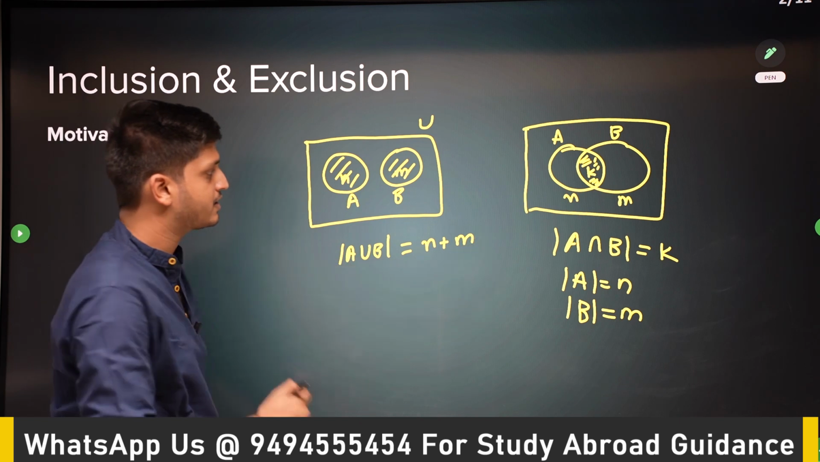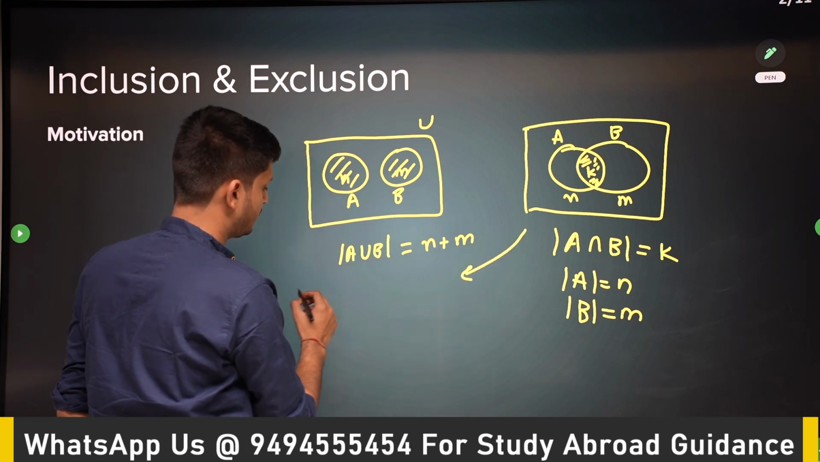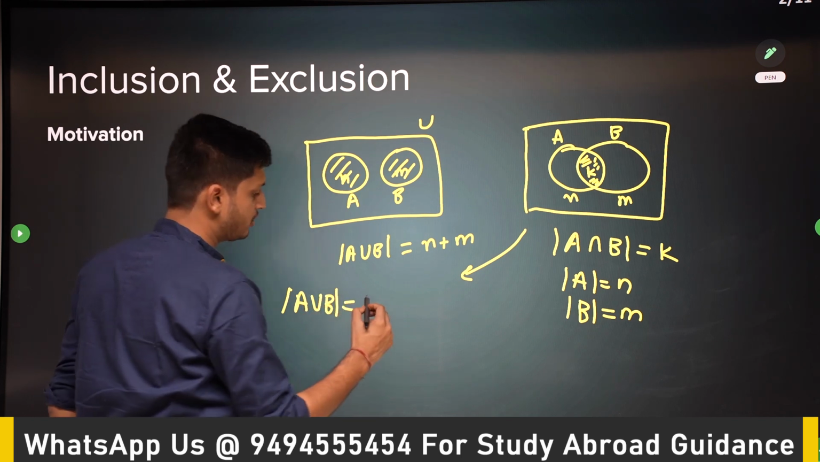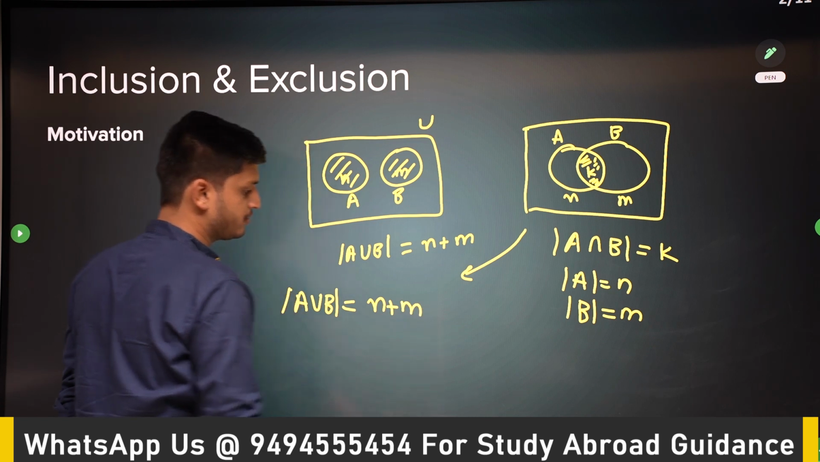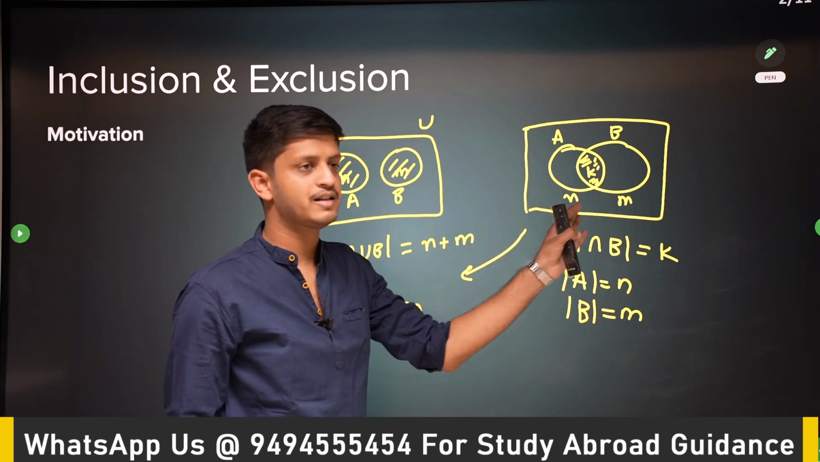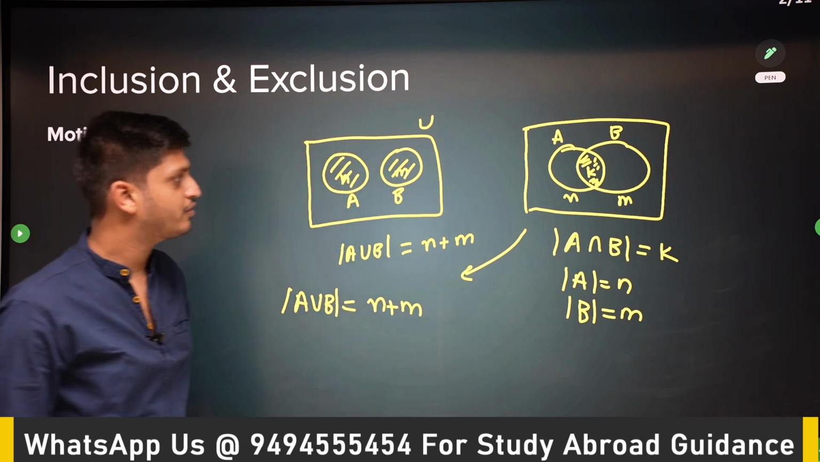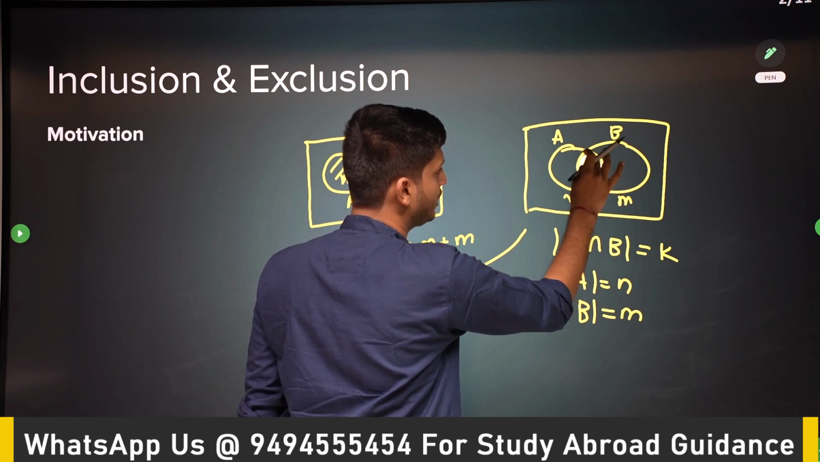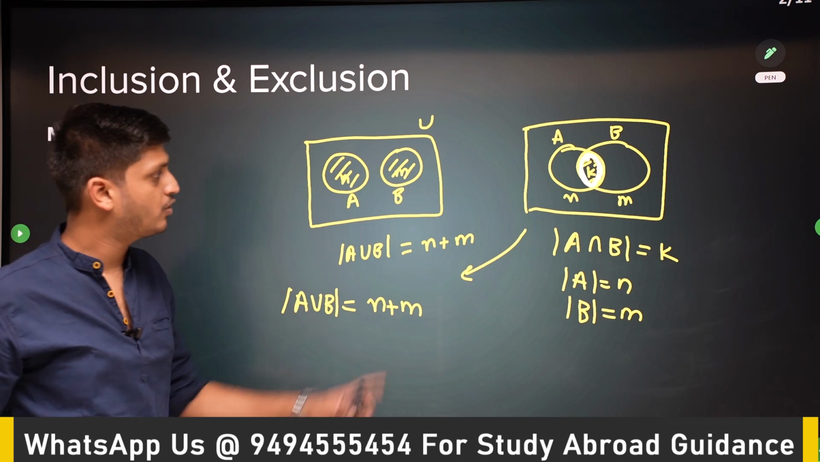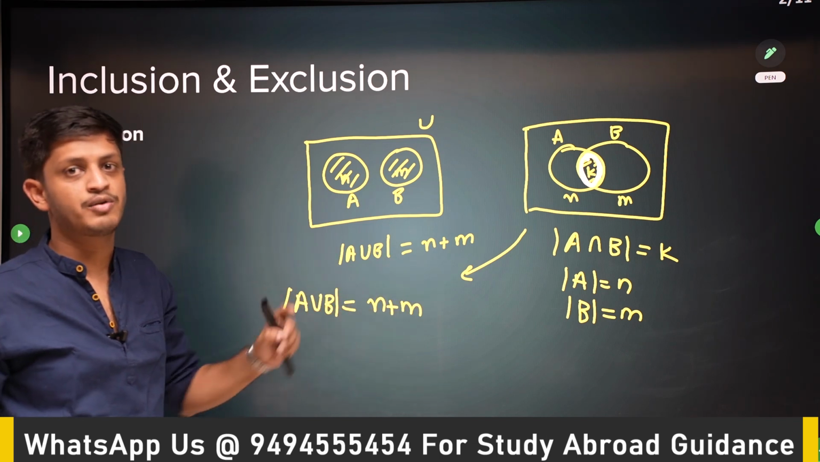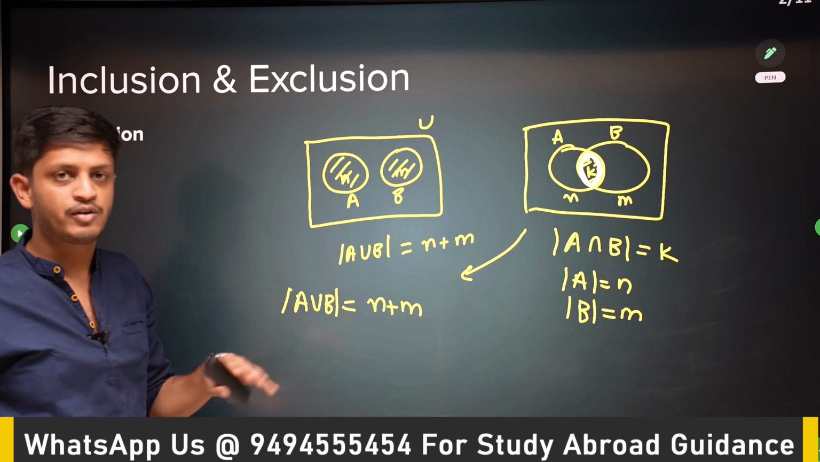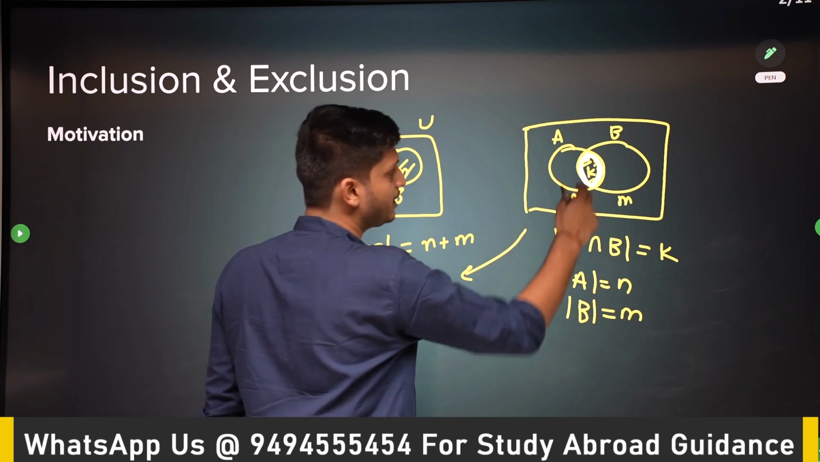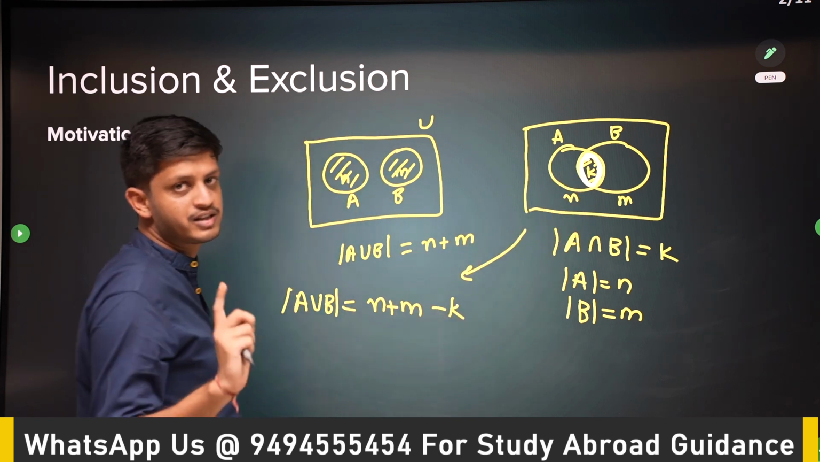In this case, what will the cardinality of A union B be? It will be n plus m, which counts all the elements in A and all the elements in B. But here, a few elements we are overcounting. These k elements, we are counting in both A and B, so we are counting them twice. Since we are overcounting, we have to subtract these k elements once.